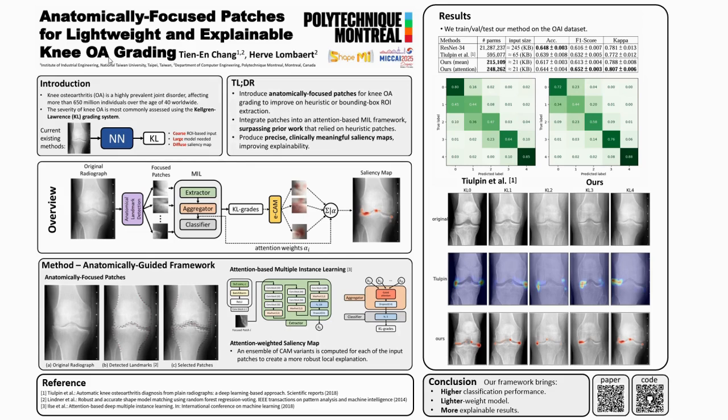We show that feeding these patches into a lightweight CNN combined with an attention-based MIL framework significantly improves performance. Our method outperforms influential prior work that uses heuristic patches and even surpasses larger models like ResNet 34, while using over 85 times fewer parameters. Just as importantly, our attention-based visualization produces sharp, clinically meaningful saliency maps. Unlike diffuse maps from earlier methods, our method clearly highlights osteophytes and joint space narrowing, which are features that radiologists rely on for KL grading.